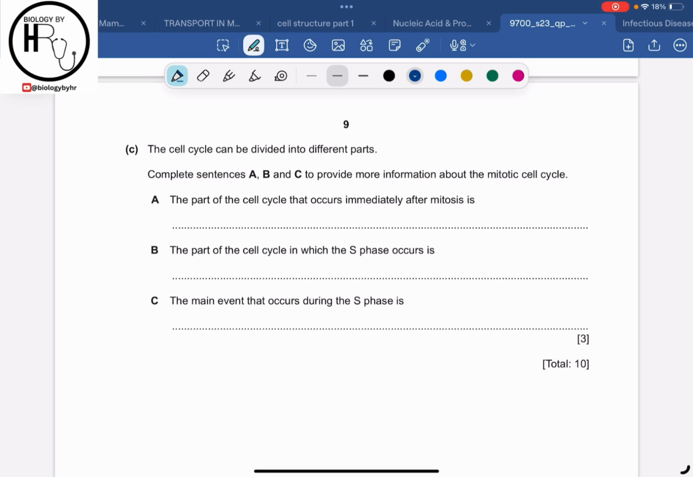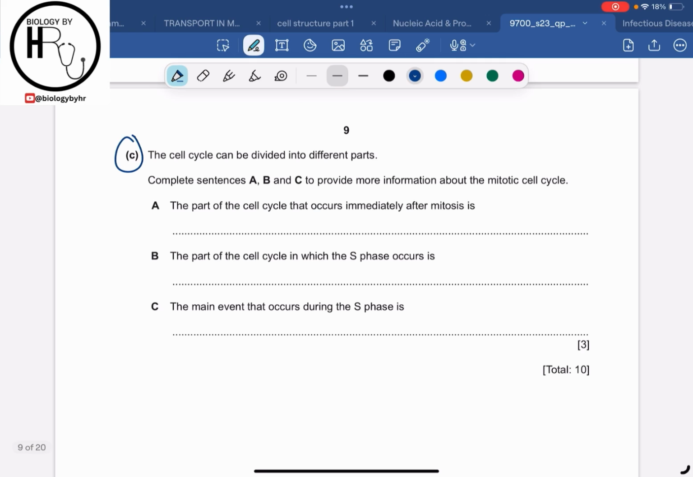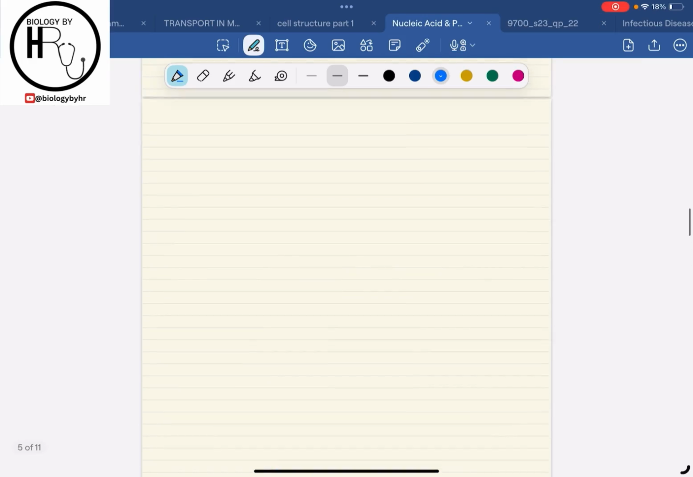Now let's quickly move on to part C of this question. Part C says that the cell cycle can be divided into different parts. Complete the sentences A, B and C to provide more information about the mitotic cell cycle. Part A says that the part of the cell cycle that occurs immediately after the mitosis is... Alright, so for this let's refresh our knowledge about the cell cycle.